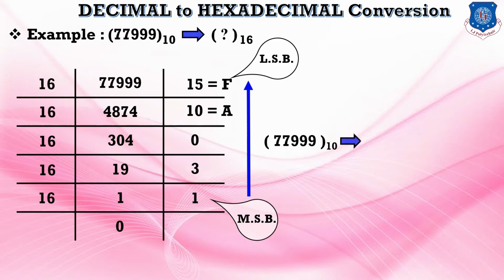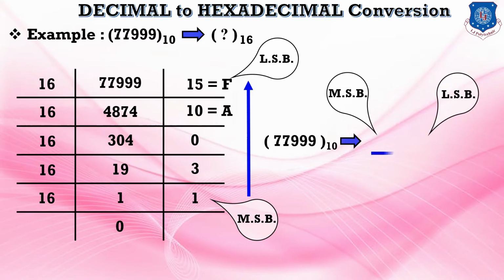77999 of decimal number converts into the hexadecimal number 130 capital A and capital F. So the whole number is considered as the hexadecimal number 130AF.